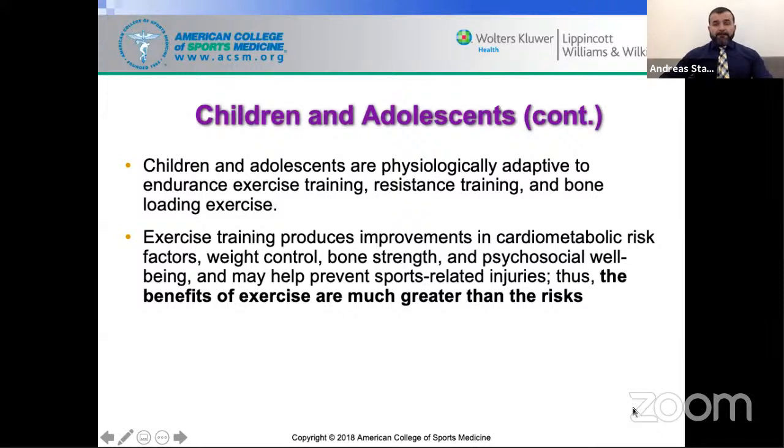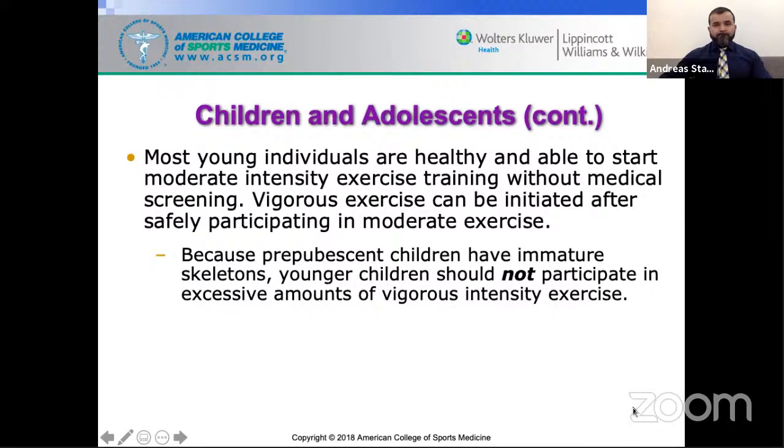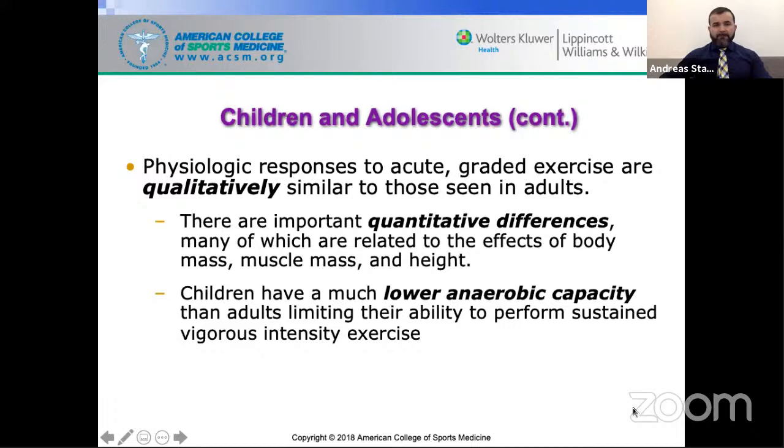Physiologically adaptive. Also concerning risks, okay, there are some risks, however, the benefits are greater. They can start with moderate intensity, vigorous, sure, if they can safely first participate in moderate, but not excessive amounts, okay, not excessive amounts.